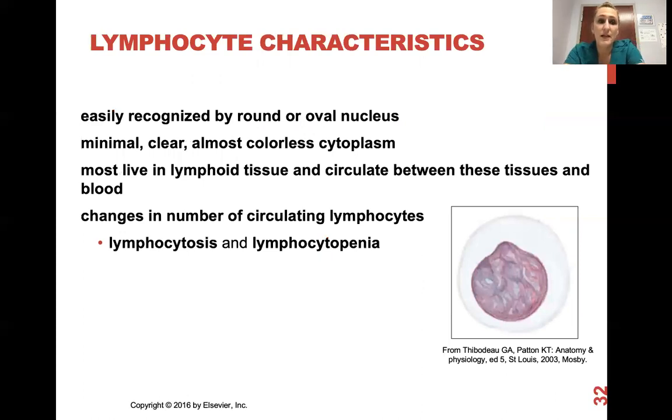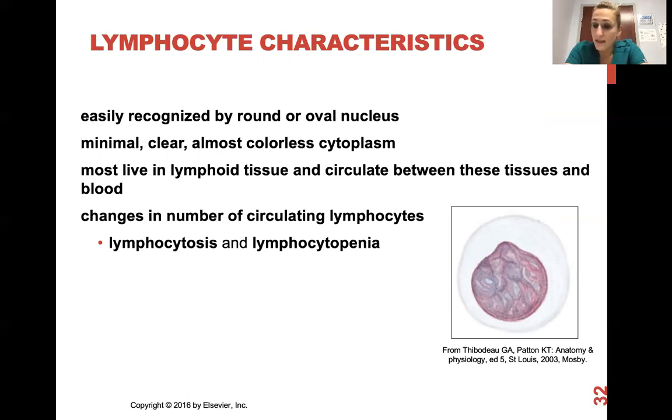Lymphocytes. So lymphocytes are easily recognized because they have a really round or oval nucleus. Minimal, clear, almost colorless cytoplasm. It kind of tends to look like a big giant googly eye, in my opinion. It's pretty circular with a very large circular dark nucleus in the center.